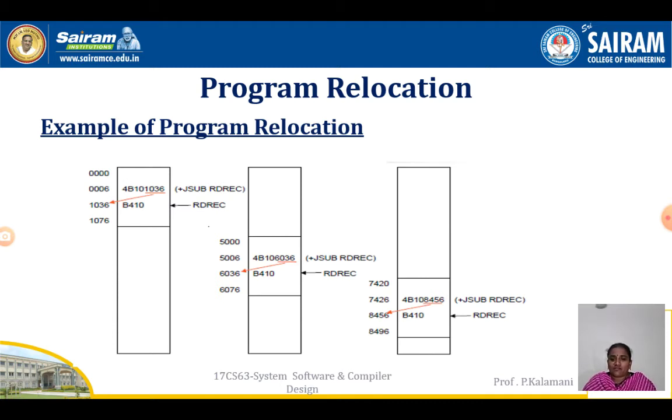So it becomes 4B106036. So the last 3-4 digits will be changed over there. Suppose we take the starting address as, instead of 5000, the free space available at location 7420, then based on that, it is changed.